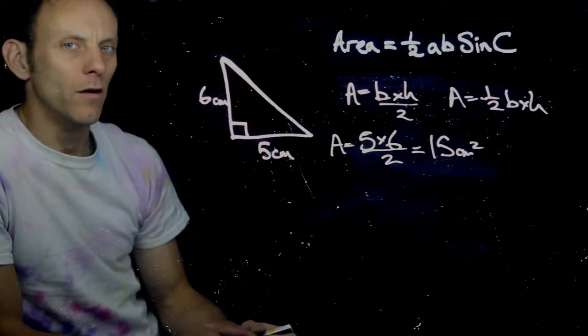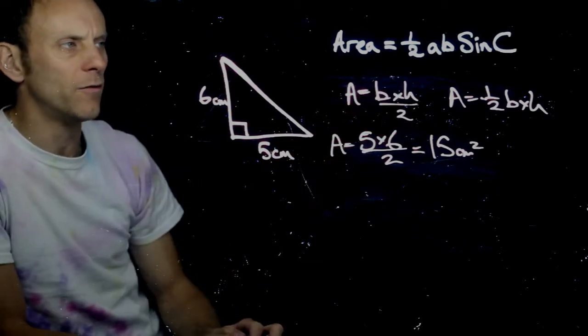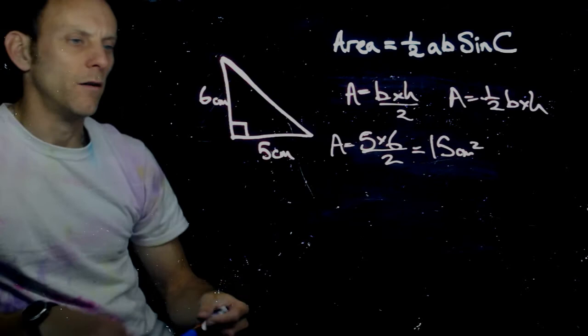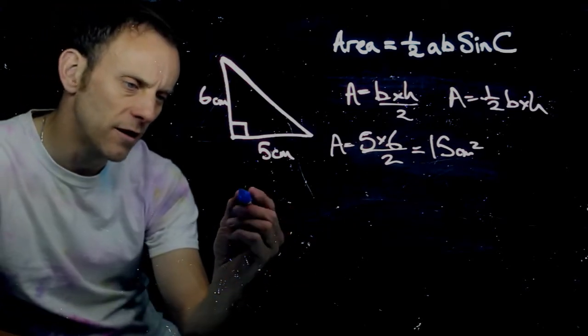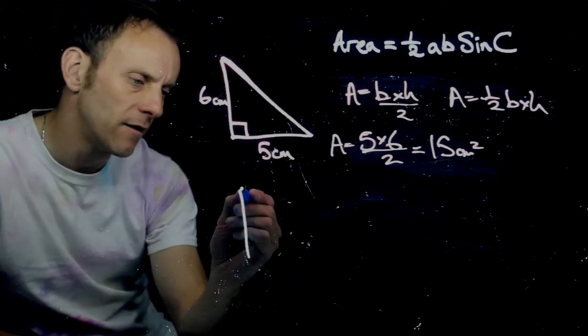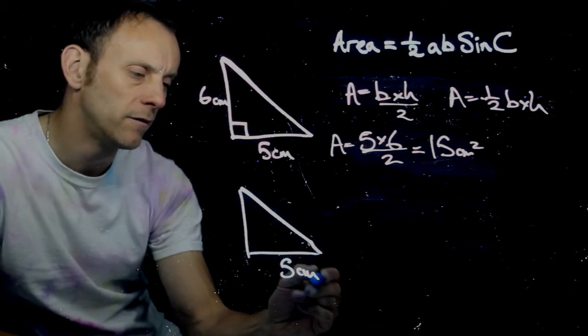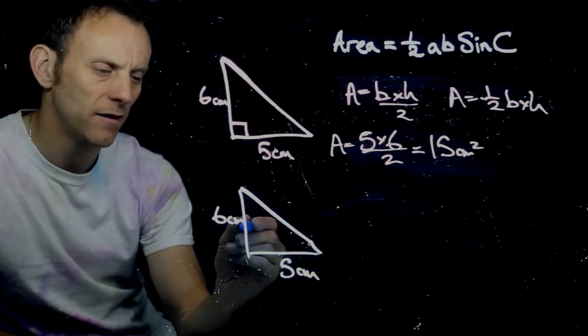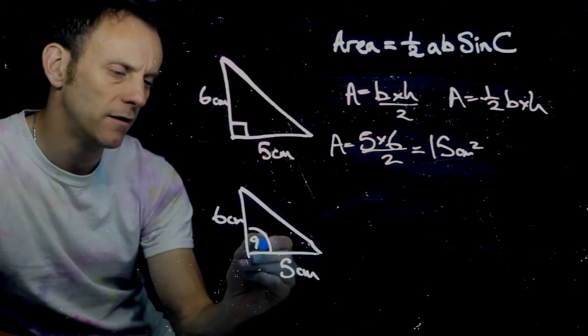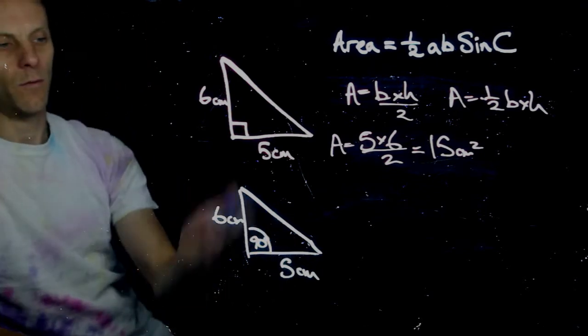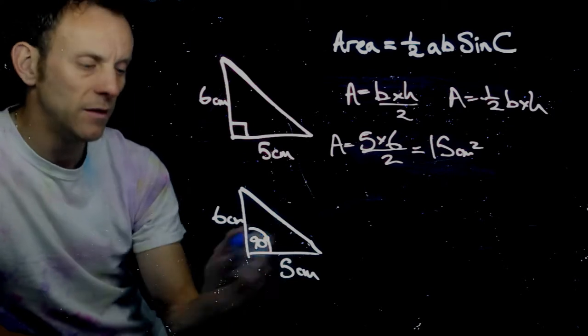But we've got this other formula now. We're talking about half AB sine C. So, just quickly draw that triangle again. We consider the same right angle triangle. So I put my 5 centimetres on there, put my 6 centimetres on there. This time I think I'm just going to call it 90 degrees, although obviously we know that's what the little right angle in there means.